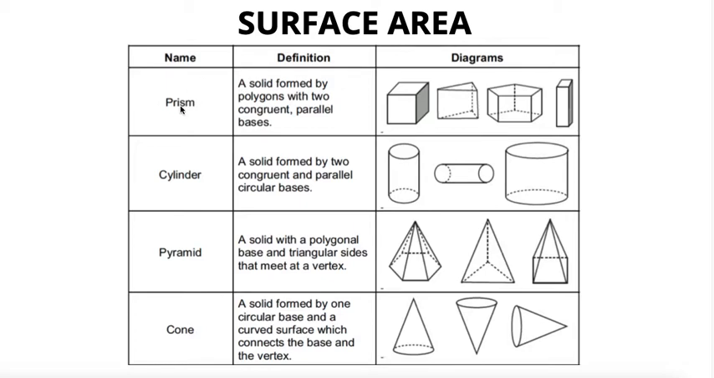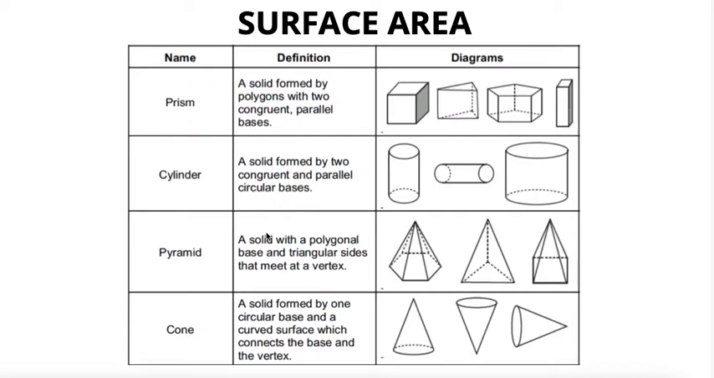So we're going to explore prisms, which include cubes, triangular-based prisms, and rectangular-based prisms. They are a solid formed by two polygons with two congruent parallel bases. We're also going to look at cylinders, which is a solid formed by two congruent and parallel circular bases. The word congruent means equal, so that they are exactly the same. So it's the same circle on the top and the bottom of the cylinder.